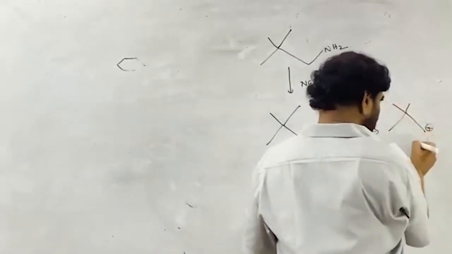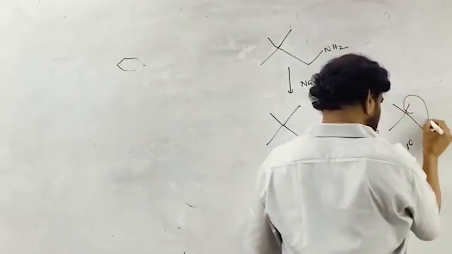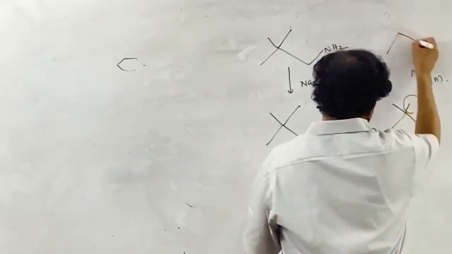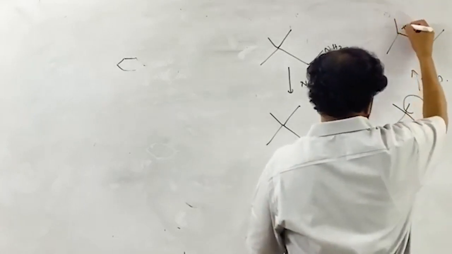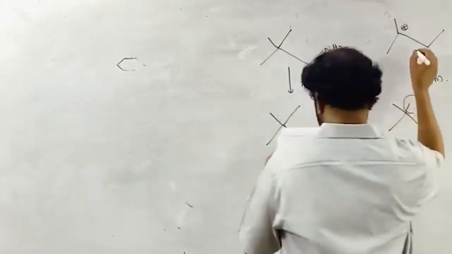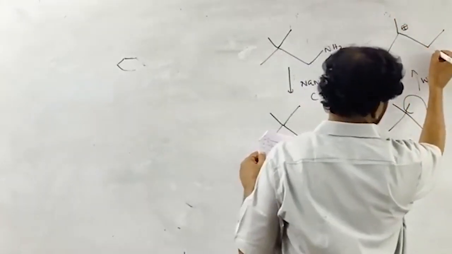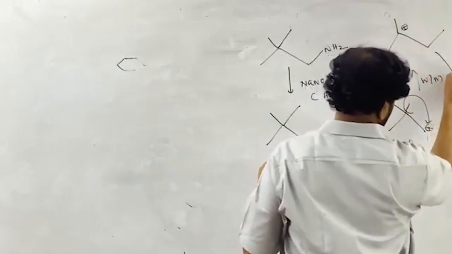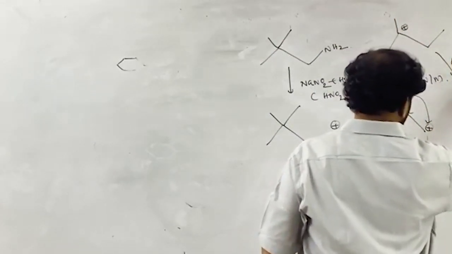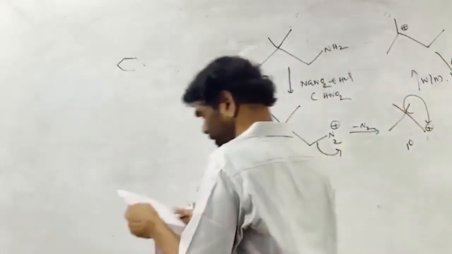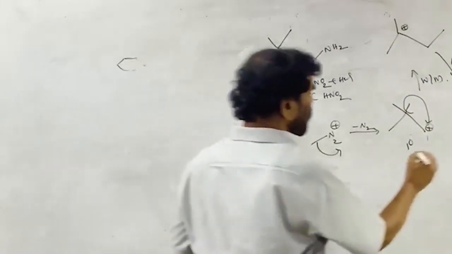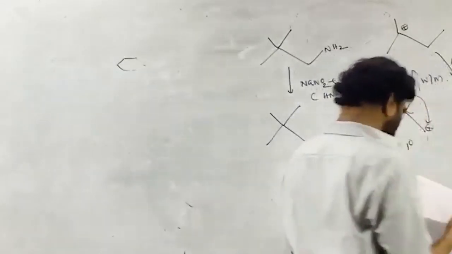This is primary. Therefore, this is shifted from here to here. That is the Wagner-Meerwein rearrangement. Then what happens? This is the resulting carbocation after the rearrangement. Then water adds on this and introduces the OH group. This is the alcohol product of the reaction. So which is the correct one? B is the correct one. Option B is correct in the given problem.